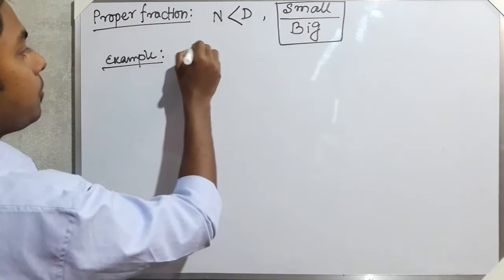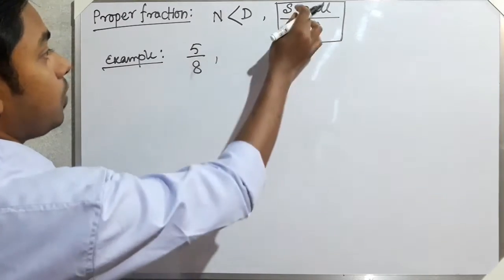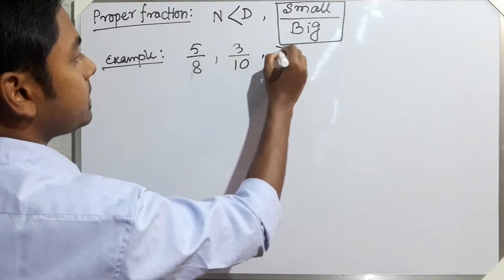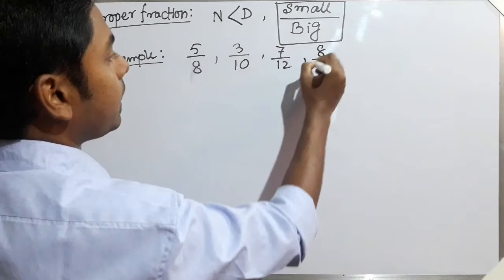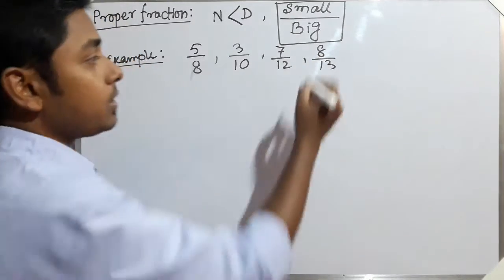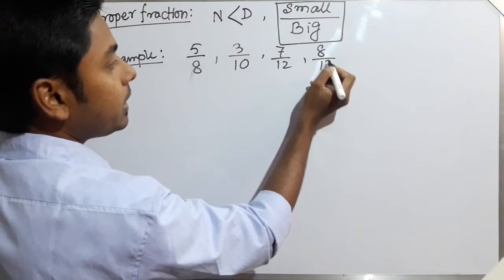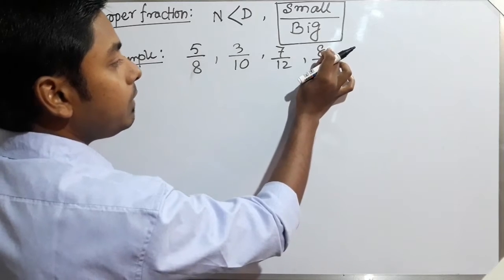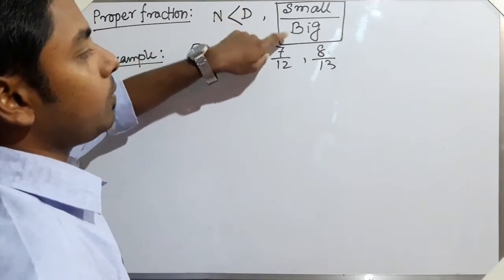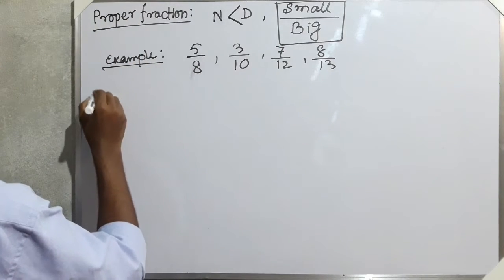So what is the example? 3 by 5, 5 by 8, small by big. 3 by 10, 7 by 12, 8 by 13. These are the proper fractions. That means the denominator will be greater than the numerator, or the numerator will be less than the denominator. And the form of the proper fraction is small by big.